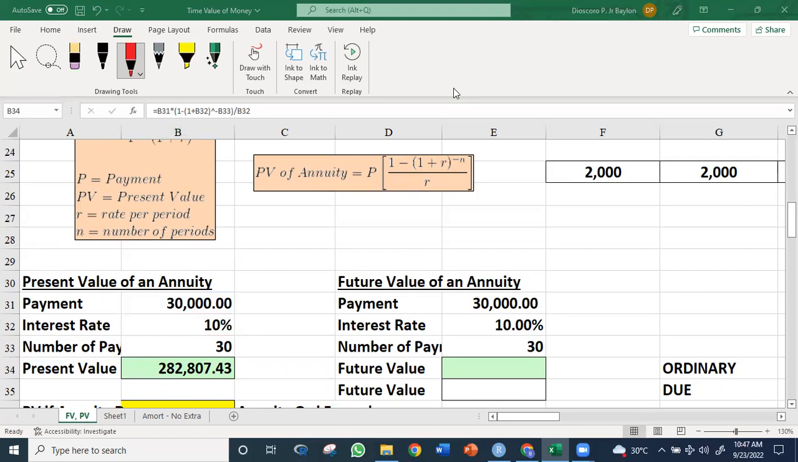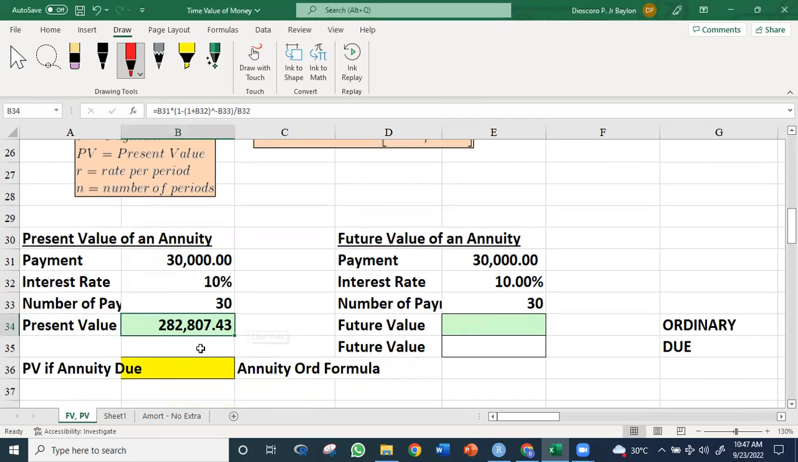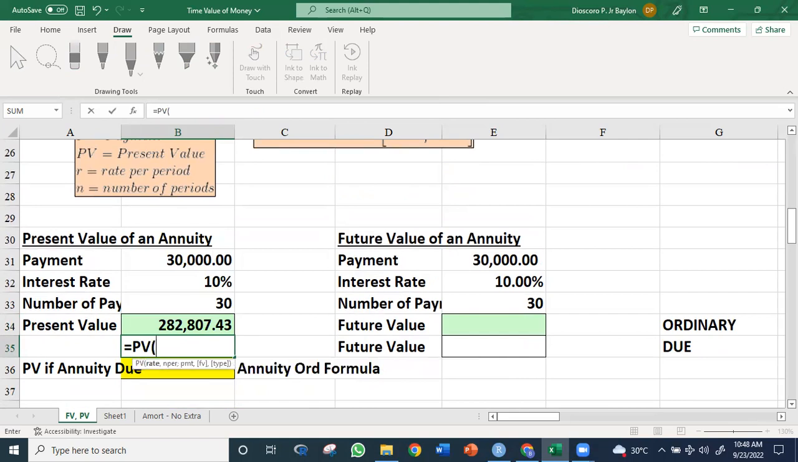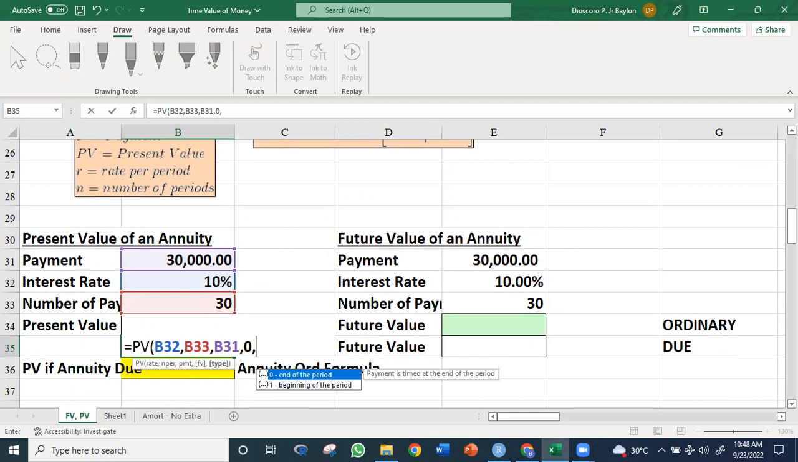So we should have gotten 282,807.43. And lastly, guys, just to compare this with Excel: is equal to, so we're looking for the present value, PV. Our rate is 10%, N per is 30, right? Here you have your PMT. PMT is 30,000. We don't have any future value, any extra cash flow in the future, so we can just type 0 here or ignore that. And then for the type.